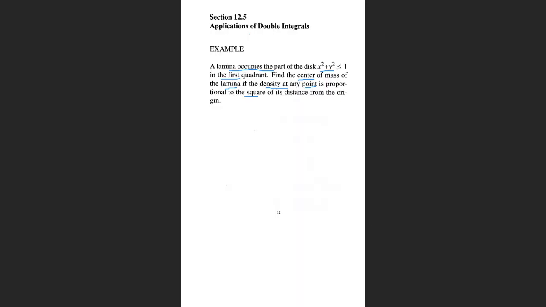Okay, so in this problem, we have a lamina that occupies the part of this disk, which is a circle of radius 1, in the first quadrant. We want to find the center of mass of the lamina if the density at any point is proportional to the square of its distance from the origin.